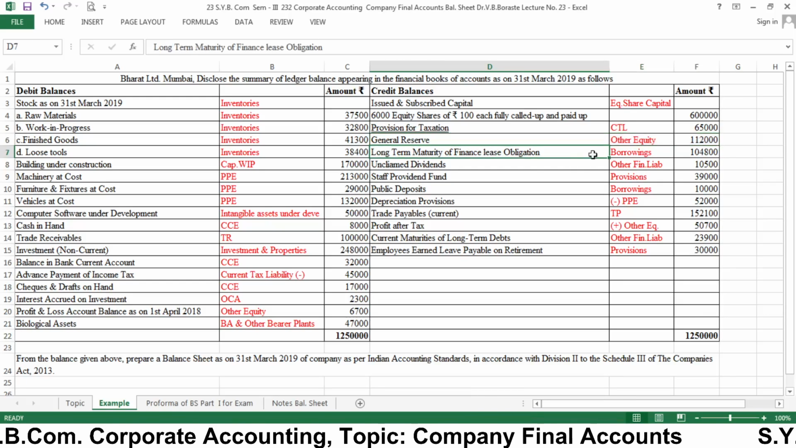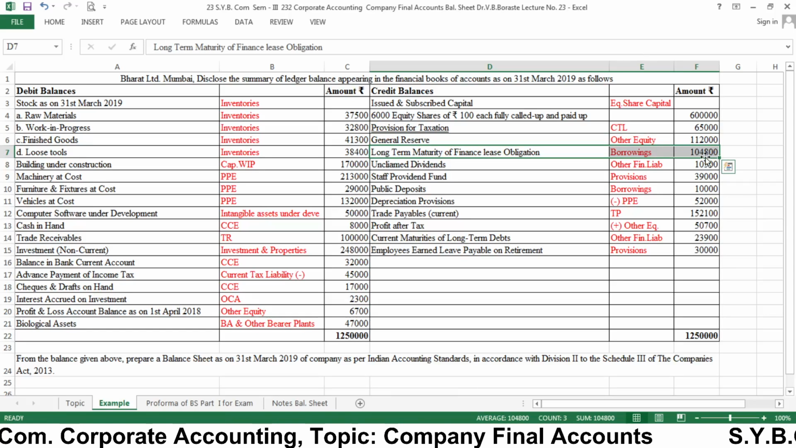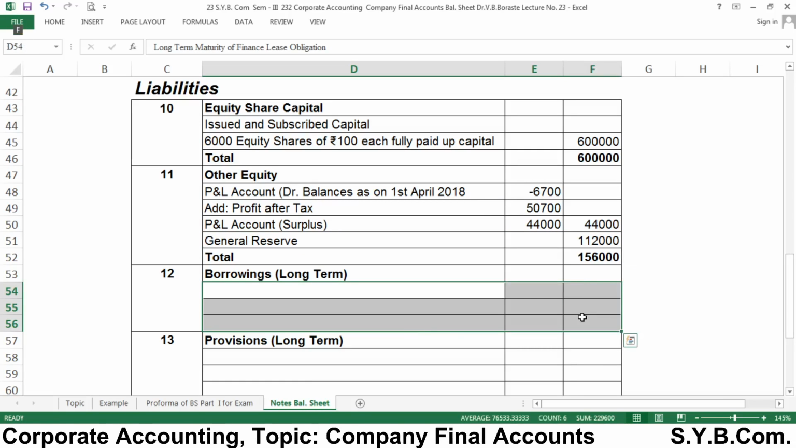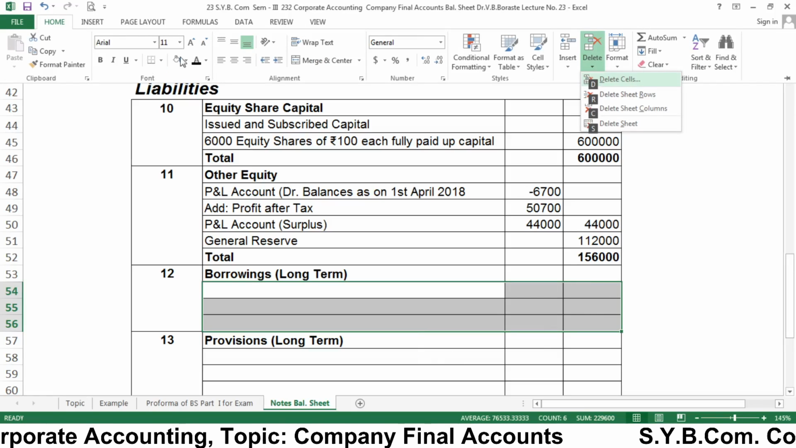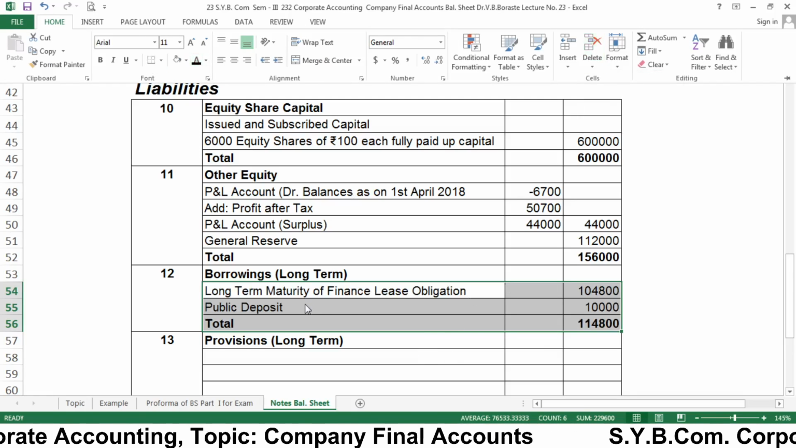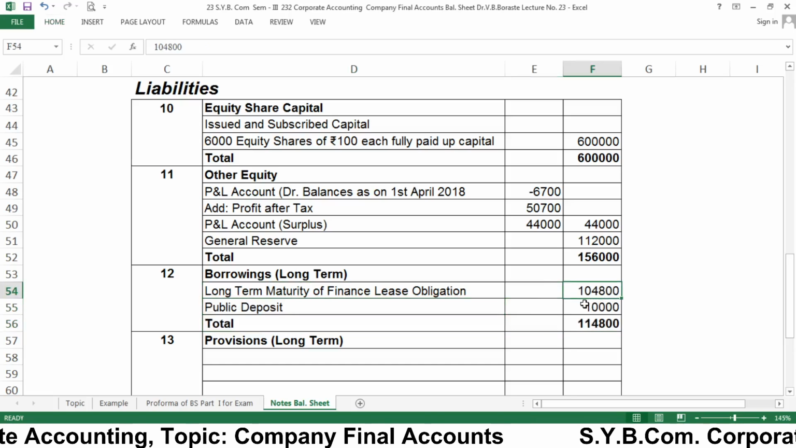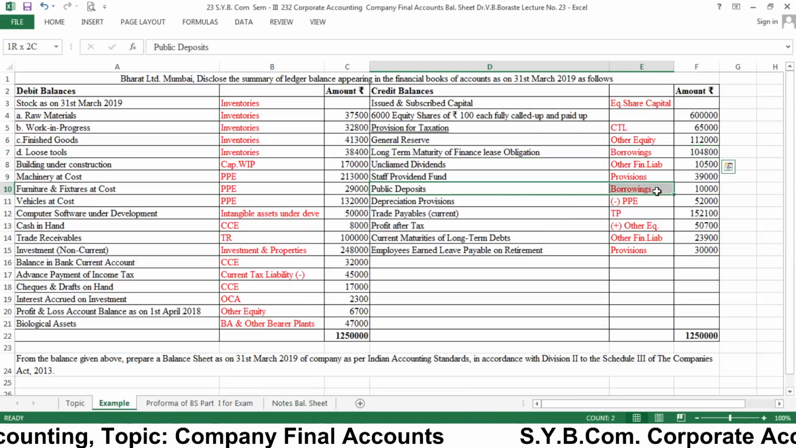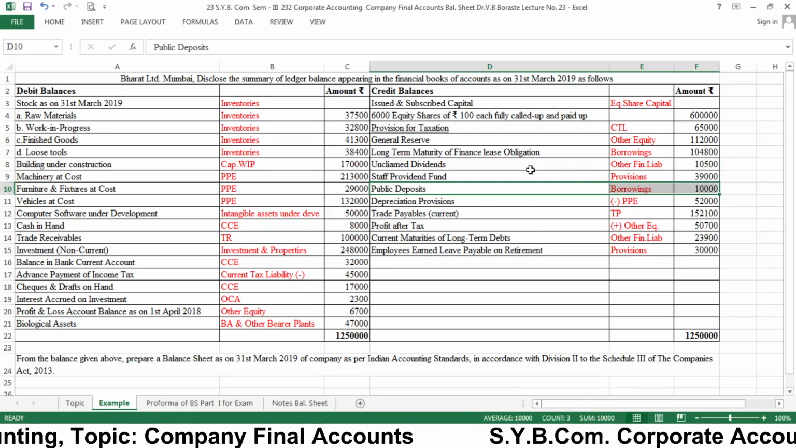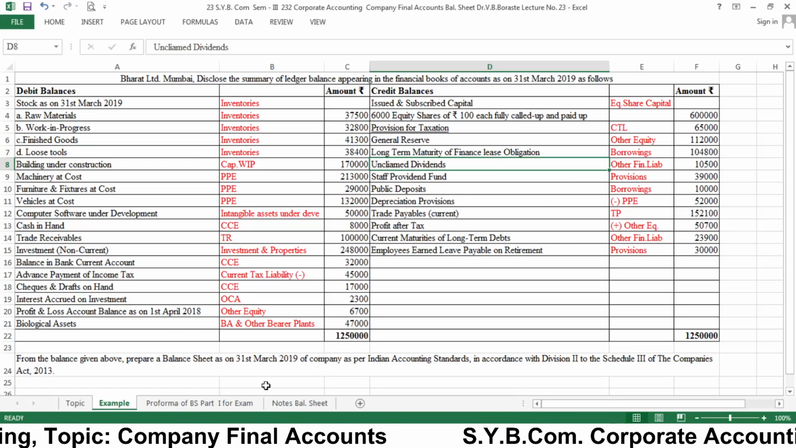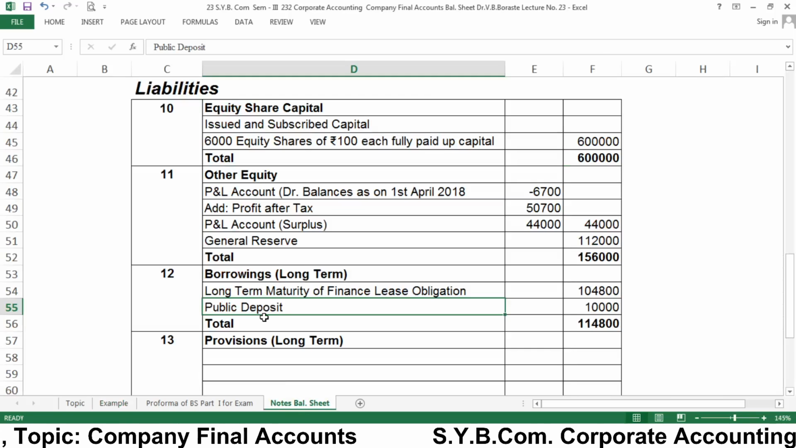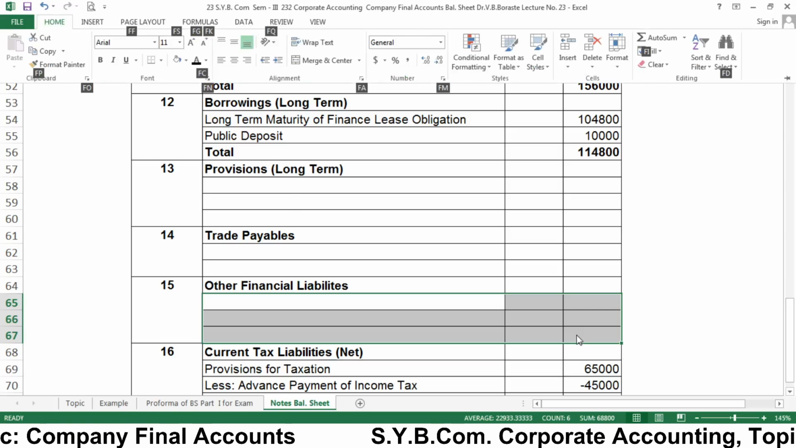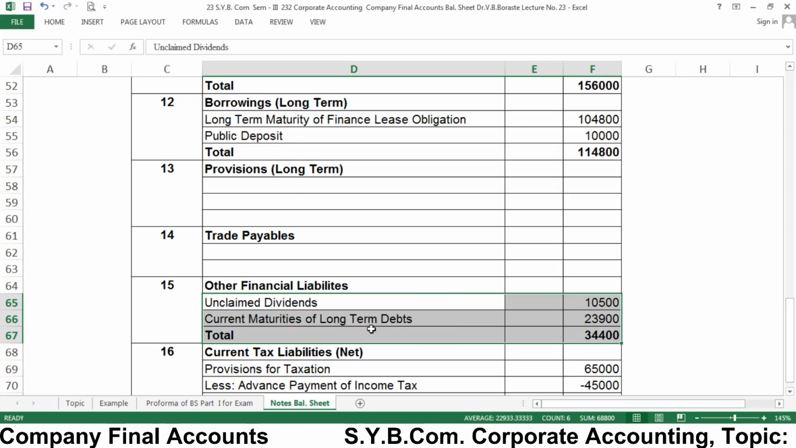Then long-term maturity of finance lease obligation will be recorded in borrowings. Under the head borrowings, you can see the amount of long-term maturity of finance lease obligation, that is 1,04,800. Again, there is a public deposit, the next item after two items, that is 10,000. Then unclaimed dividend, other financial liability. On the liability side, in other financial liability we have to mention the liability of unclaimed dividend.